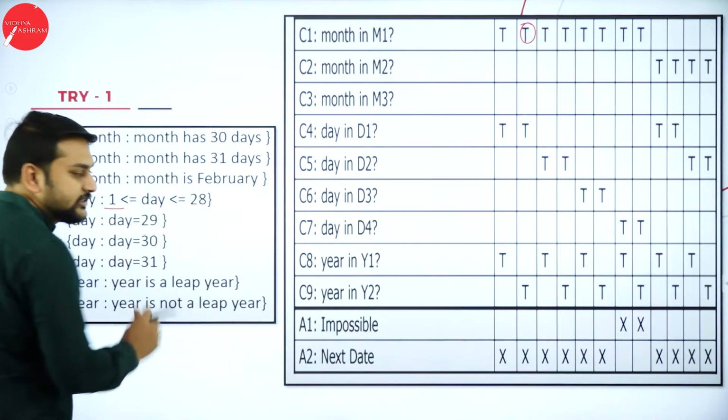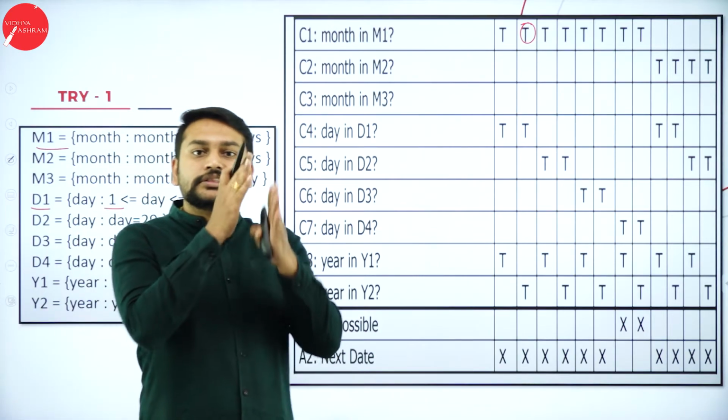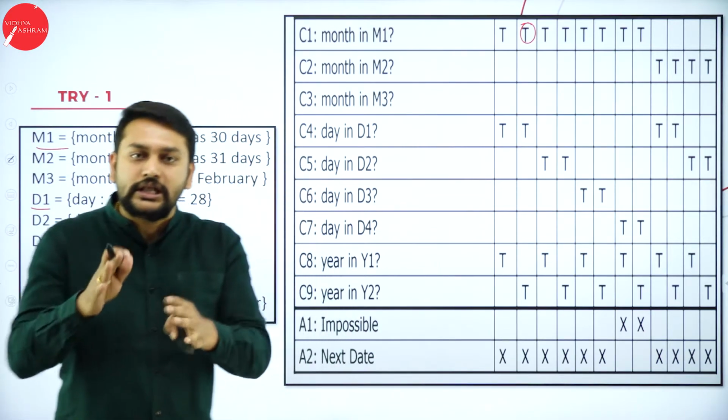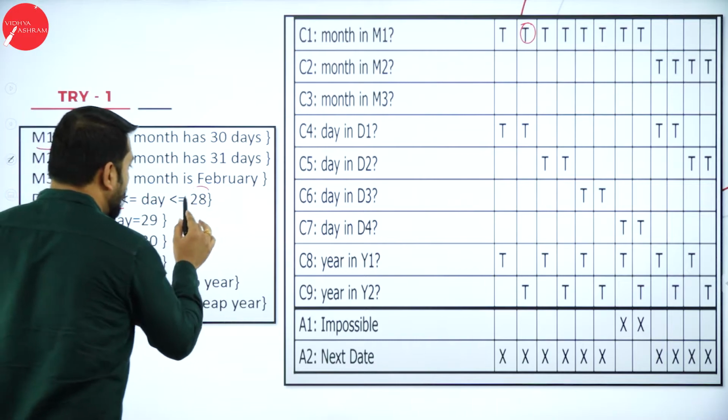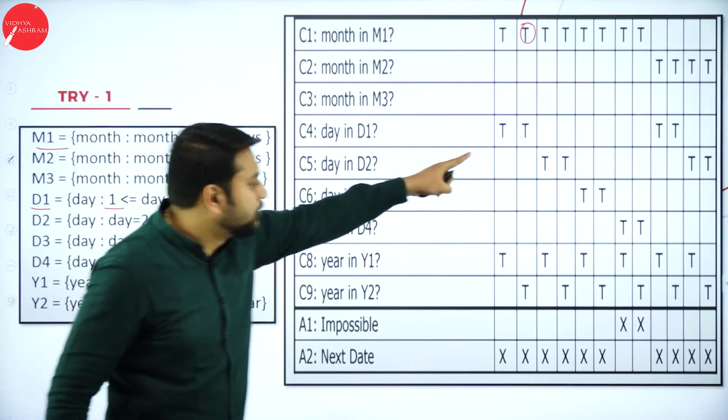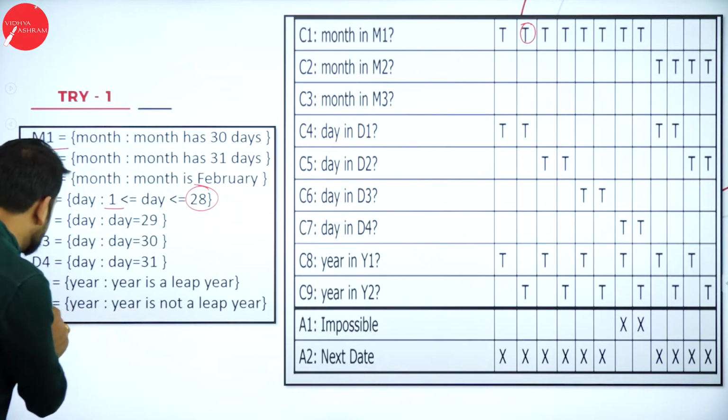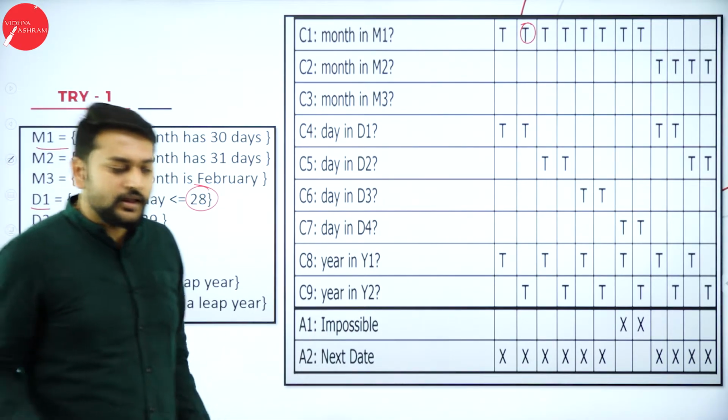So my days which is coming, the day is between 1 to 28. So I have no issues. I'm taking it. All right. So that is the condition that I'm taking. And one more condition, that is year. So it is not a leap year. So fine. I have no issues.